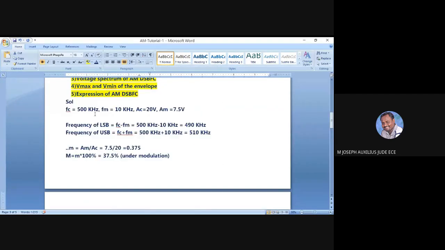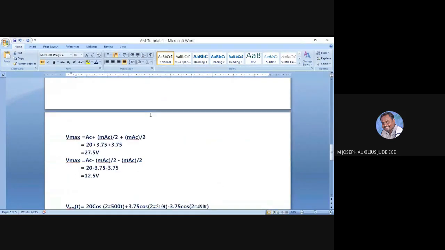Then what is asked? You have to find out the V max and V minimum of the envelope. It is given by the same formulas, that is equation number 18 and equation number 16. Use the formulas for V max and V minimum. So this is the formula: AC plus MAC, that is amplitude of the carrier plus amplitude of the upper sideband plus amplitude of the lower sideband. When you sum all these, you will get 27.5. And V minimum is amplitude of the carrier minus amplitude of the upper and lower sideband. After approximating, you get the value 12.5 volt. So you have calculated the fourth one.